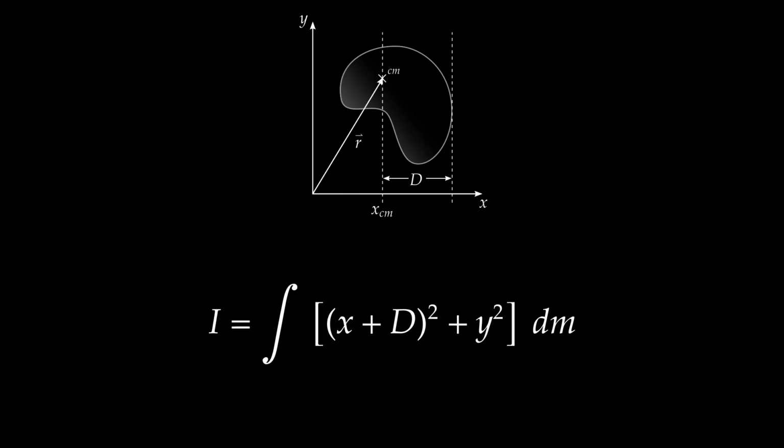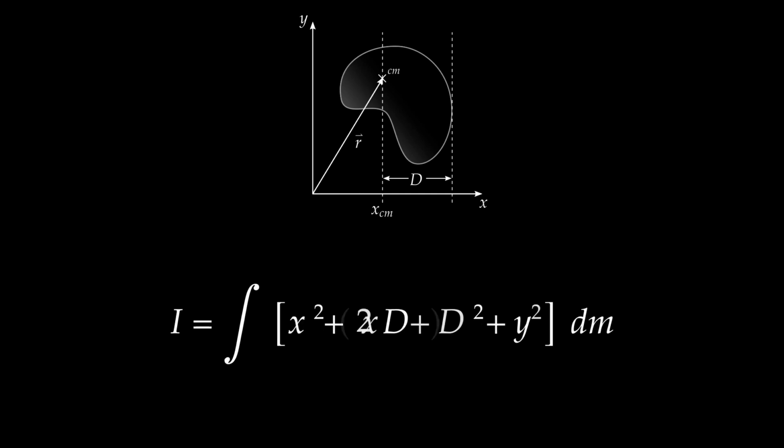So what I have is the integral of (x + d) squared plus y squared dm. All I've done to calculate the new one is move every x point over a distance d. It's translation. Well, let's do a little bit of algebra to this and start to flesh it out.